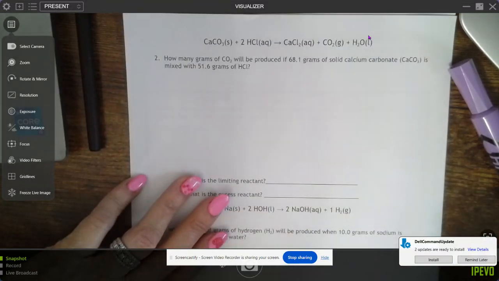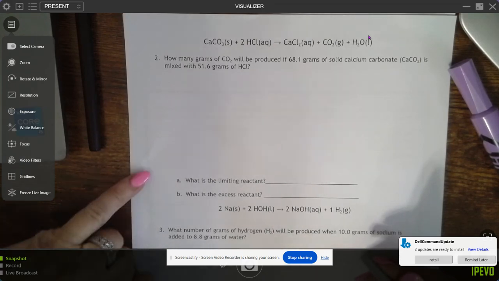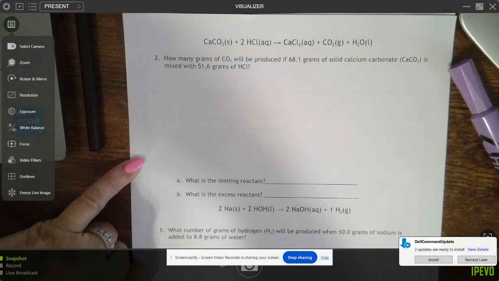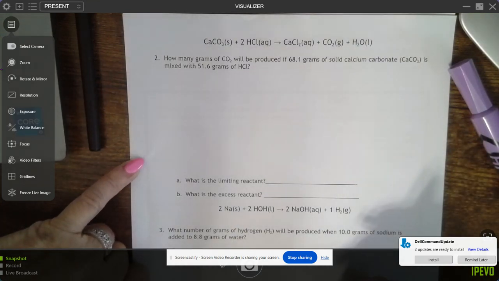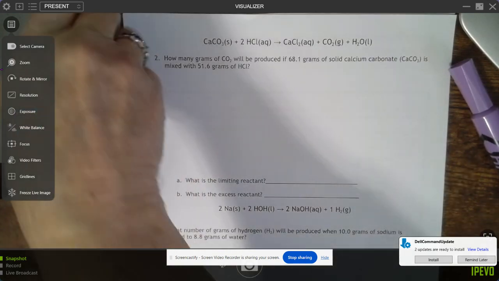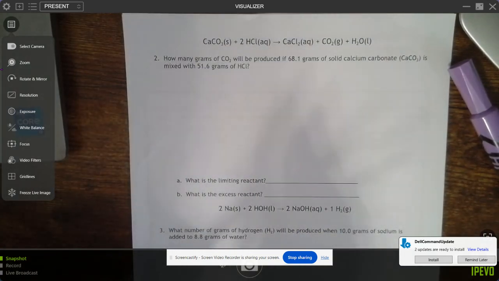I am going to work through a couple more of these limiting reactant problems for you so that if you go to do your homework and you get stuck, you can take a look at these and see if what you're doing is right or if you need to make some changes. Okay, so we're going to do two problems.